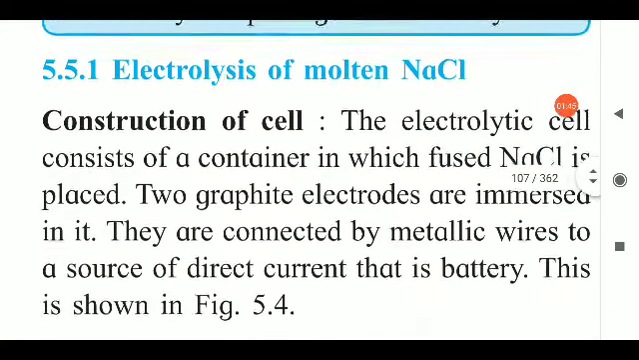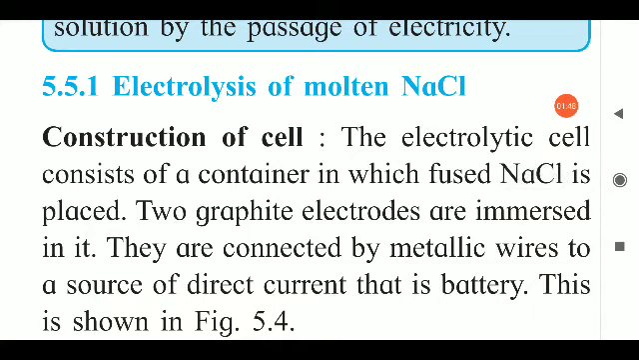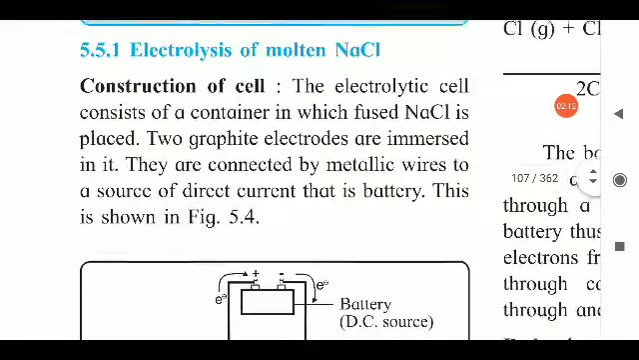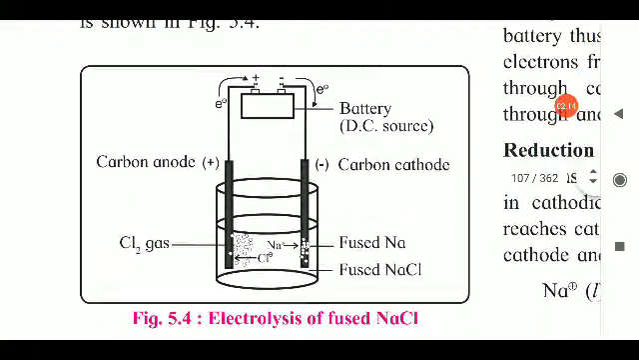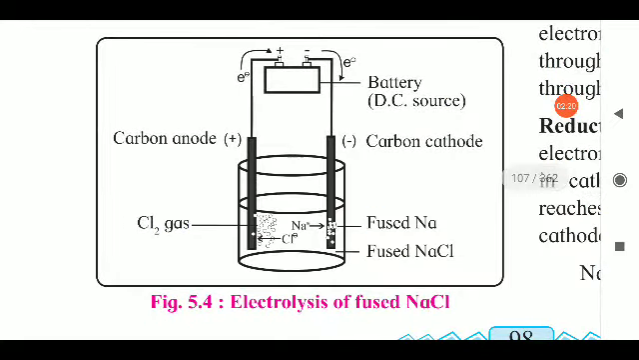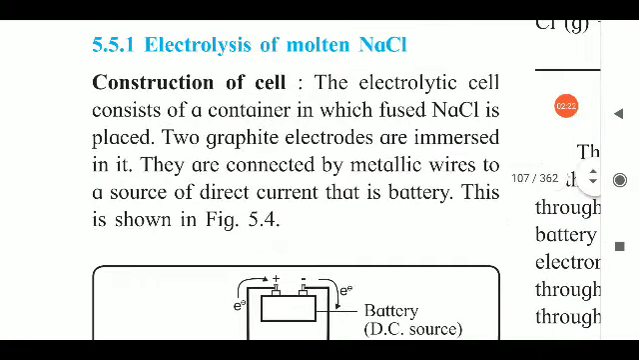Now electrolysis of this molten NaCl, in this point we have to study its construction, working, its corresponding diagram, and the cell reactions which are taking place at both the electrodes. All these points you have to study in this electrolysis of molten NaCl. Now students, construction of a cell we are going to look at first. Before going to that, you just concentrate on this figure which is provided in your textbook. Now students, we will understand by this explanation.